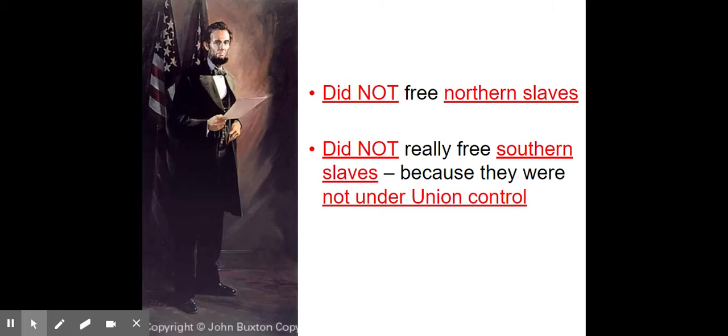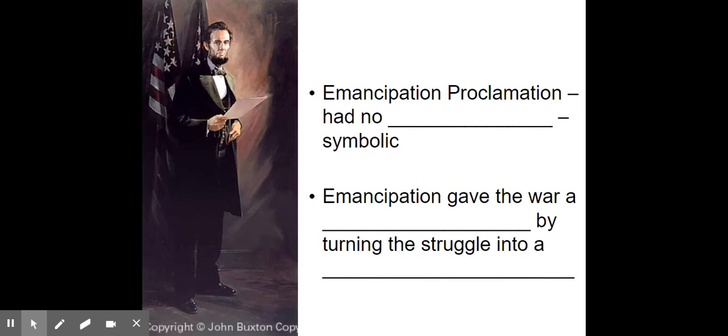So the question becomes, why is this document so important? You just said, Mr. Halterman, that this is a watershed in American history, and it is important, and that's what we need to talk about, okay? So the Emancipation Proclamation really has no immediate effect, but its power is in its symbolism.